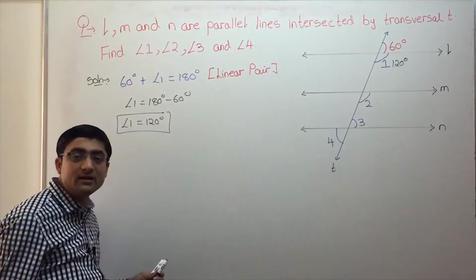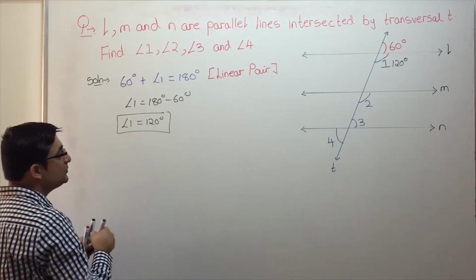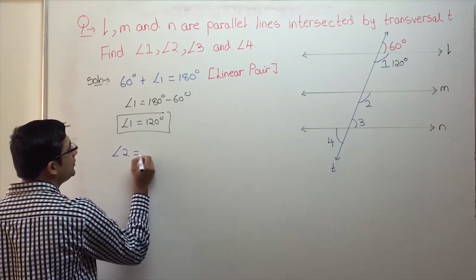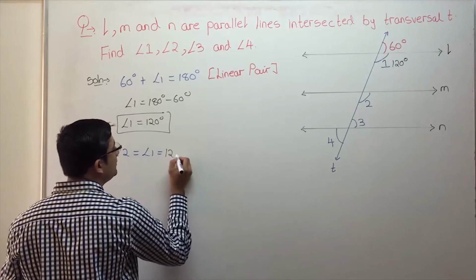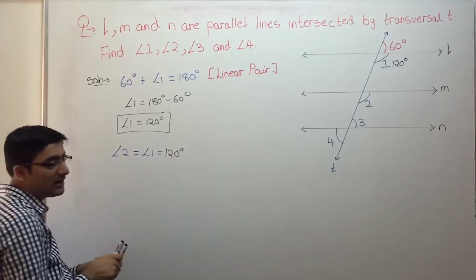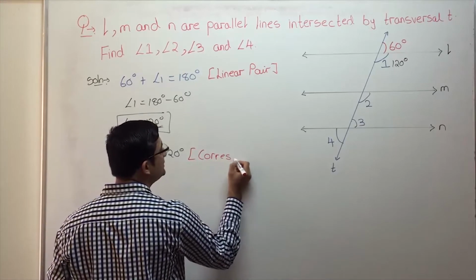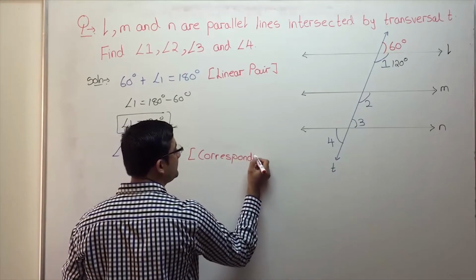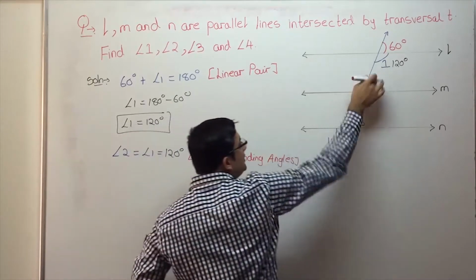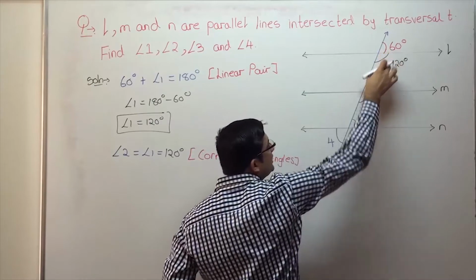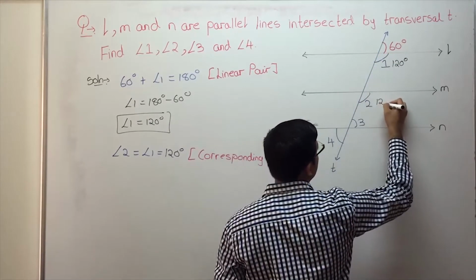So we know in the case of parallel lines and transversal, corresponding angles are equal. So I can say that angle 2 is equal to angle 1, which is equal to 120 degrees. What is the reason? Corresponding angles. So I hope by now you're able to understand how to identify corresponding angles. It's simple. Angles on the same side of the transversal, different vertex. So angle 2 will also become 120 degrees.